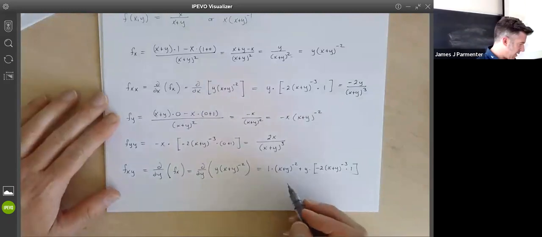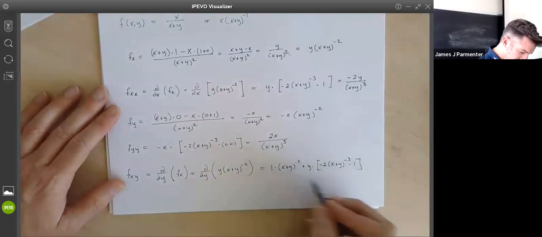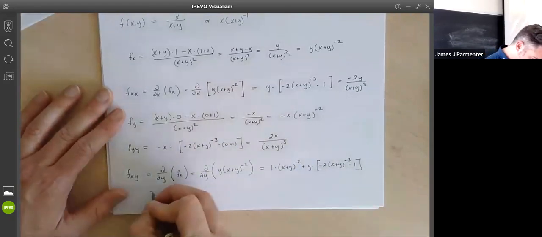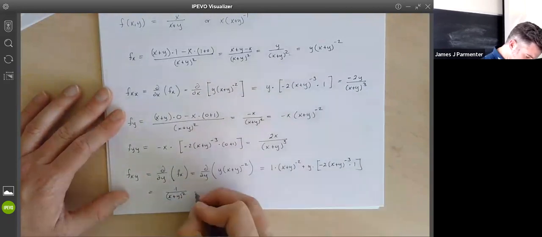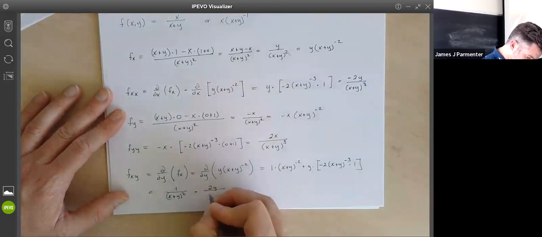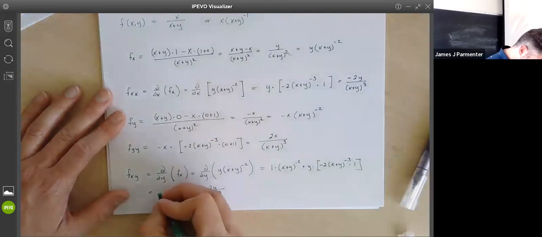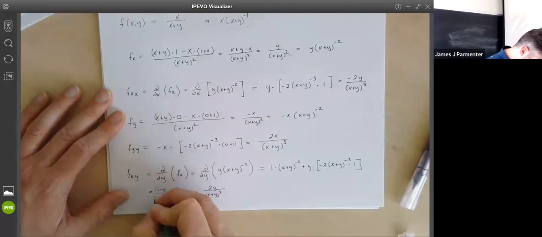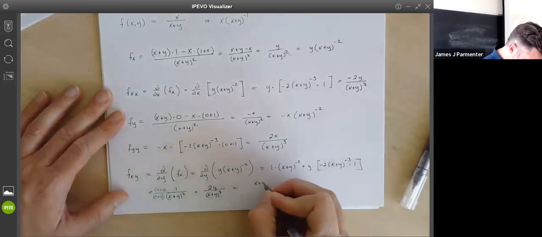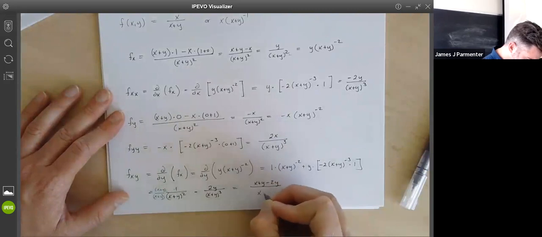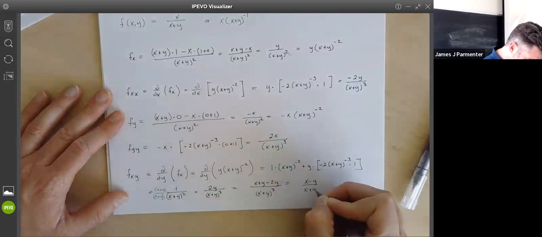And then, yeah, maybe I should have done this one with the quotient rule instead. But if we simplify this, I have 1 over (x plus y) squared. And then here I have a minus 2y over (x plus y) cubed. And if we multiply this first piece by (x plus y) over (x plus y), you can simplify it and get (x plus y minus 2y) over (x plus y) cubed, or (x minus y) over (x plus y) cubed.